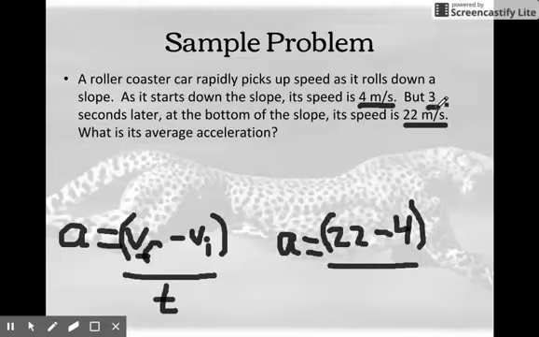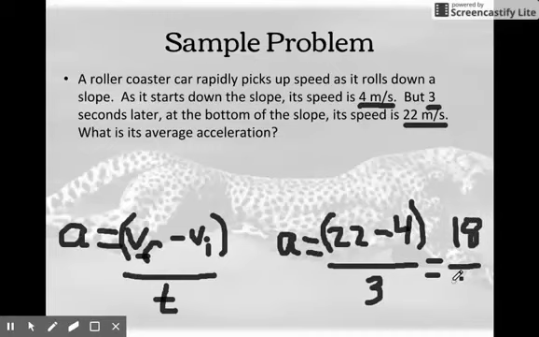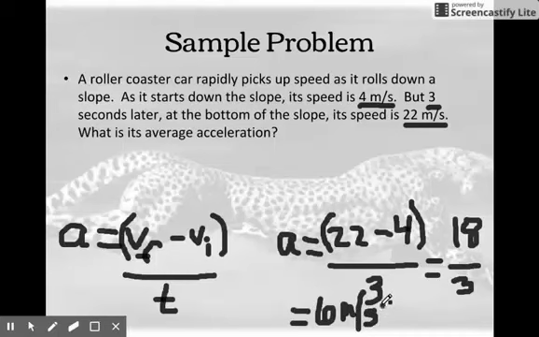So it says it takes 3 seconds. So I'm going to divide by 3. So let's simplify the top. 22 minus 4, it's in parentheses, we have to do that part first. So that would be 18 divided by 3. So our answer should be 6 meters per second squared.